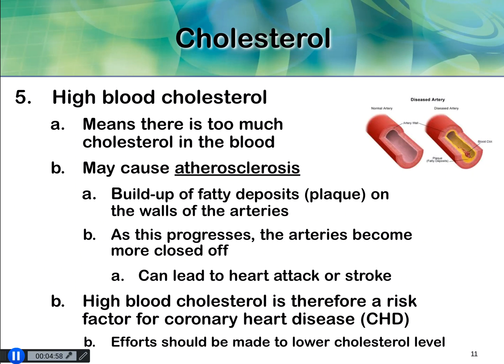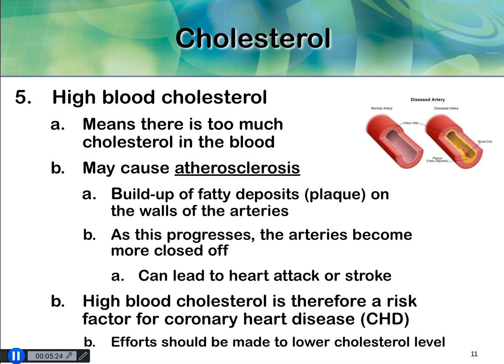High blood cholesterol means that there's too much cholesterol in the blood, and we do know that this causes atherosclerosis, which is a buildup of fatty deposits known as plaque on the walls of arteries. And as this progresses, the arteries become narrower and narrower until eventually they can close off completely. And that can lead to a heart attack or stroke.